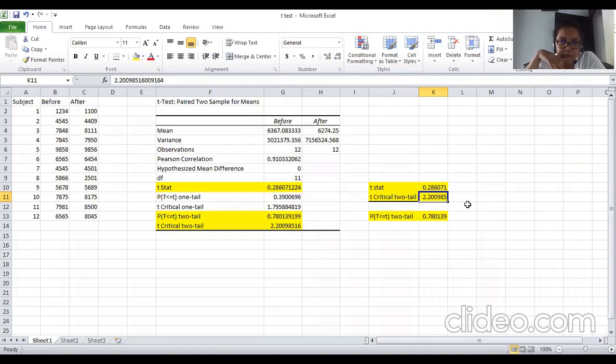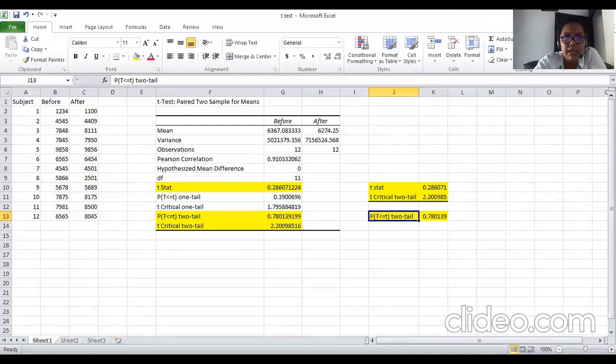The reason is that we looked at the p-value and it was greater than 0.05, our alpha value, and we looked at the t-statistic value, which was 0.28, and the critical value was 2.20. That means the t-stat value is less than 2.20, the t-critical value. So we can't reject the null hypothesis, which means we are accepting the null hypothesis in favor of mu1 equals mu2. What do we mean by accepting the null hypothesis here?